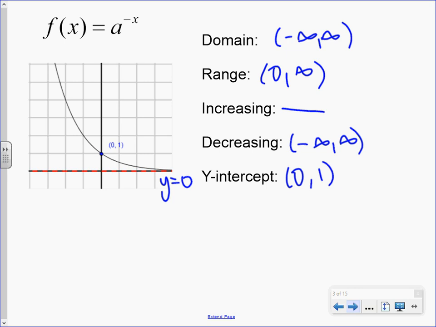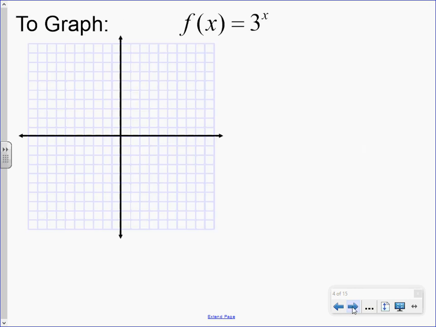All right, so we're going to go through a parent function, and I want to explain to you what I expect from you from a graph. In this chapter, there are going to be things that I want you to do with your calculator, and things that I want you to do without your calculator. So both our quiz and our test are going to be calculator, non-calculator assessments. Graphing an exponential function is something I would like you to be able to do without your calculator. So we're going to go through the parent function, f of x equals 3 to the x.